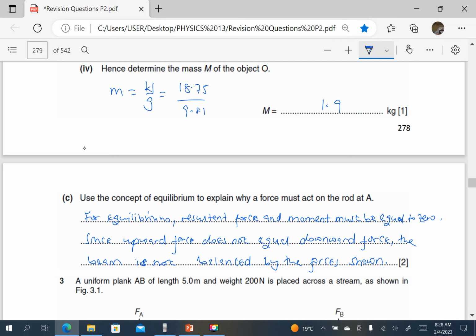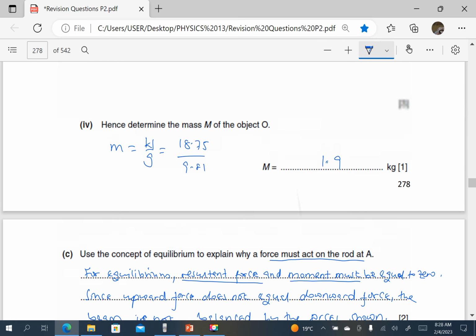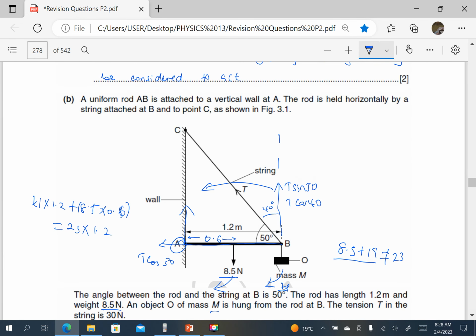So for equilibrium, the resultant force must be zero, the resultant moment must be zero. Since the upward force does not equal the downward force, the beam is not balanced by the forces which are shown there. So that means there must be another force acting at the rod. And this one is going to be acting upwards and should be 4.5 to balance the total force downwards.